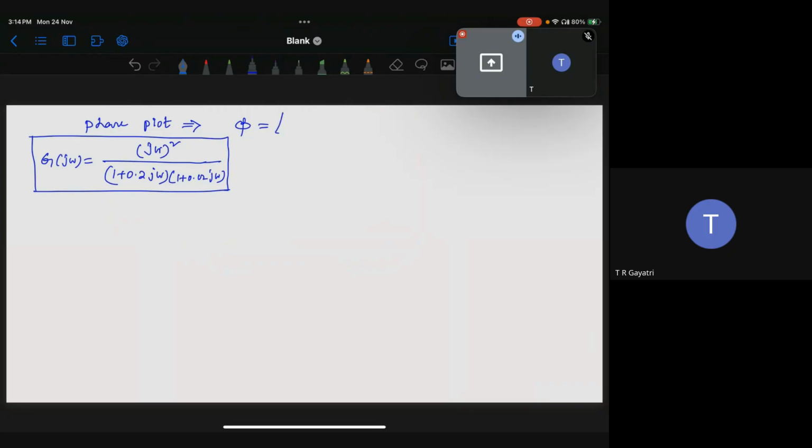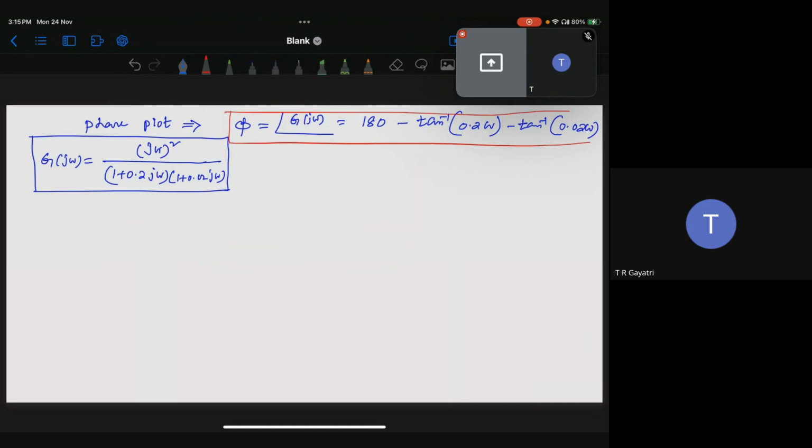The phase is nothing but, for G of j omega, the numerator is related to s square. S square means 90 plus 90, minus tan inverse 0.2 omega, minus tan inverse 0.02 omega. So this is the phase.